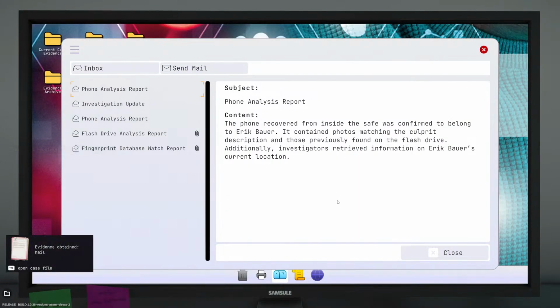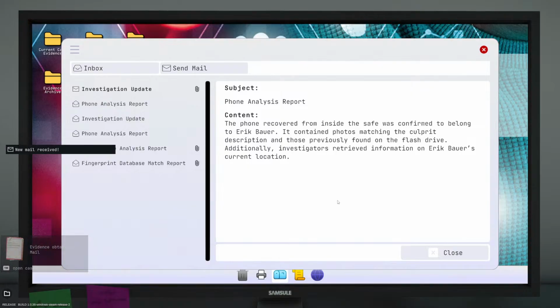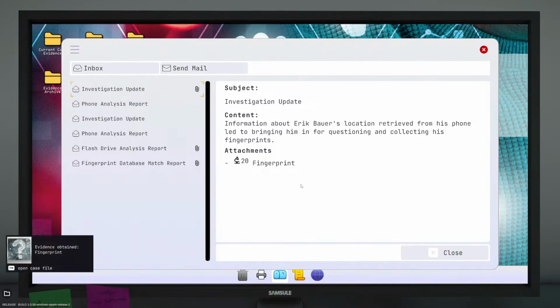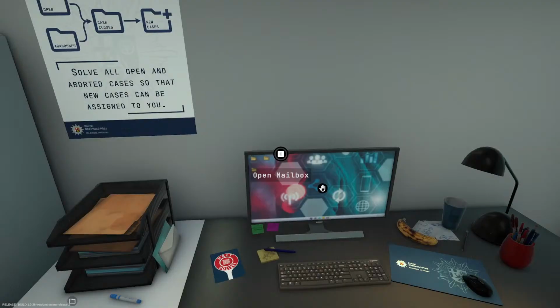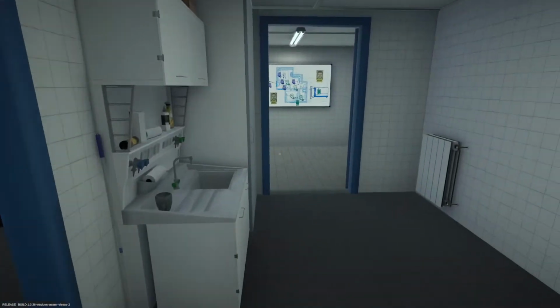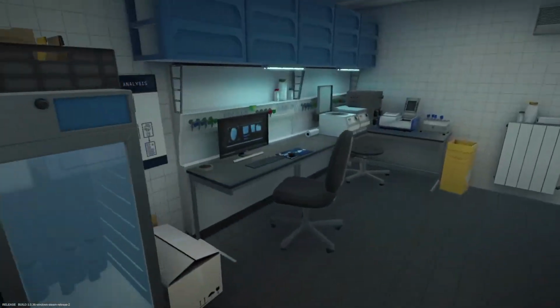Alright, phone analysis report. The phone recovered from inside the safe was confirmed to belong to Eric. It contained photos matching the culprit description in those previously found on the flash drive. Additionally, investigators retrieved information on Eric's current location. The information about Eric's location retrieved from his phone led to bringing him in for questioning and collecting his fingerprints.